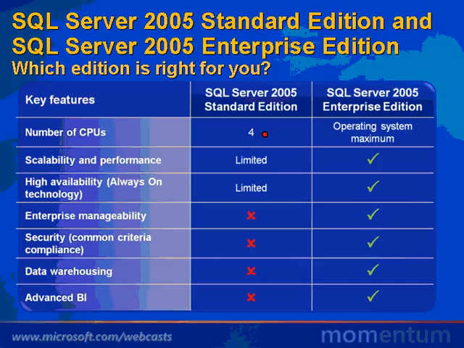Remember, the number of CPUs was limited to 4. Now, on the enterprise edition, there's no limit. As many CPUs, and today that's 64 CPUs available in Windows Server, in the Datacenter edition of Windows. As many CPUs as are available in the Windows operating system are also available on the enterprise edition. As far as scalability and performance goes, standard edition was limited. There is no limit with the enterprise edition.